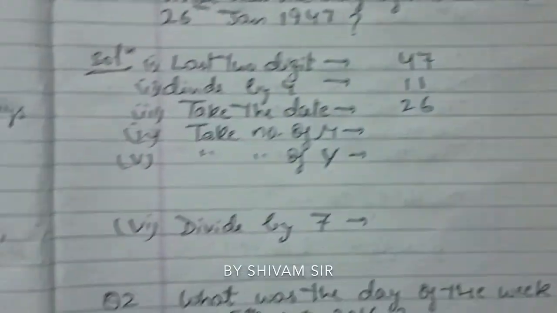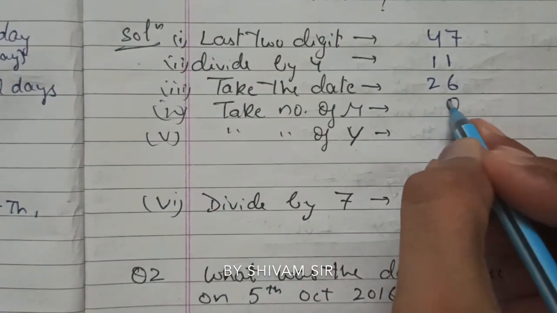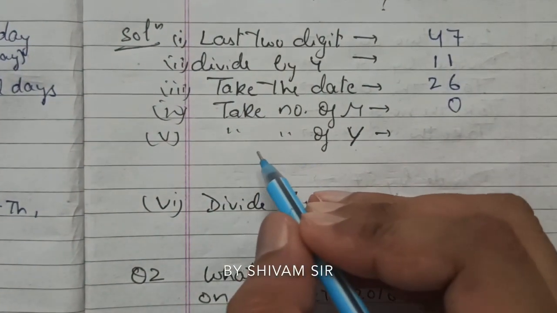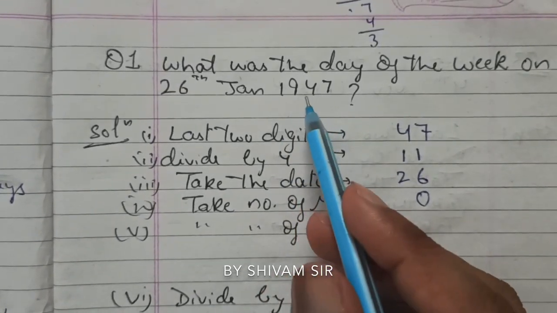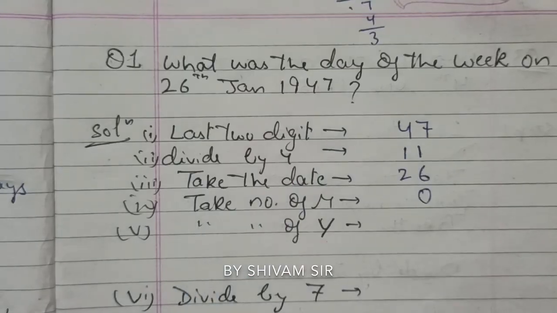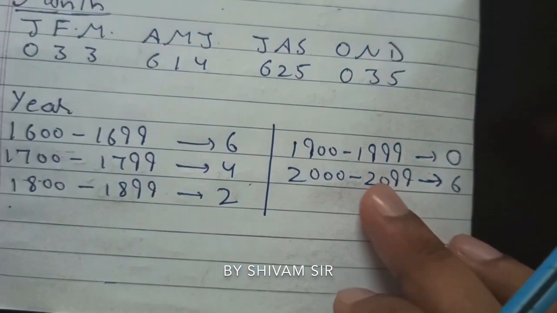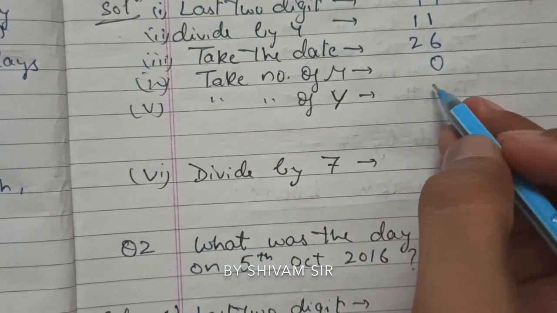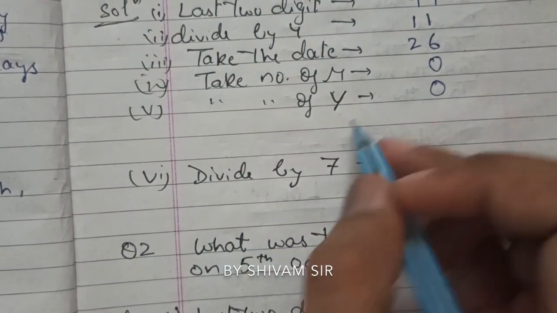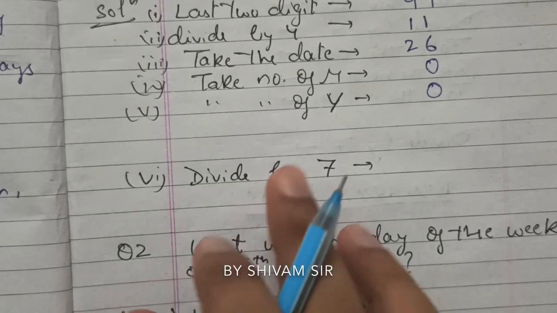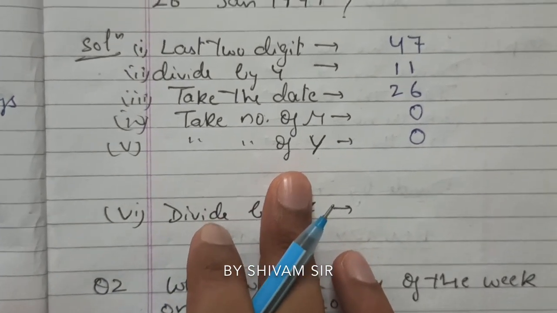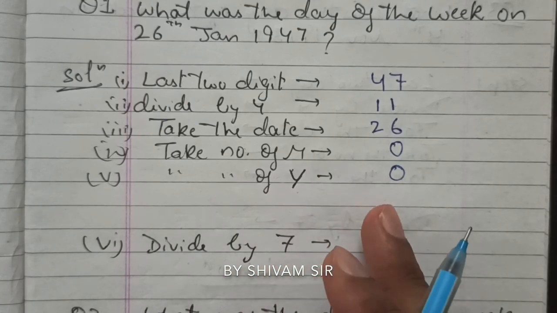So write down here 0, right? Take the number of year. So we have 1947. 1947 means 1900 to 1999. So here we have 1900 to 1999. We have 0. So write down 0, right? For month we have taken 0 because it is January, and for year, as it belongs to 1900 to 1999, we have taken 0.